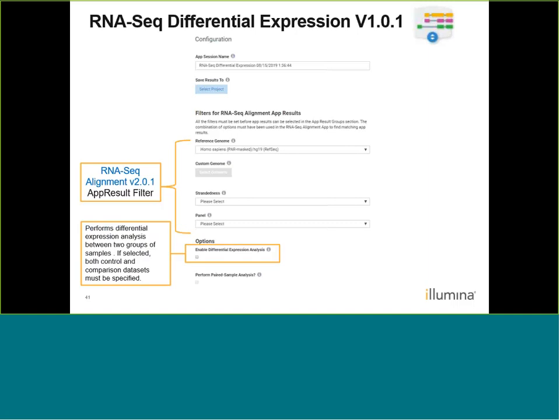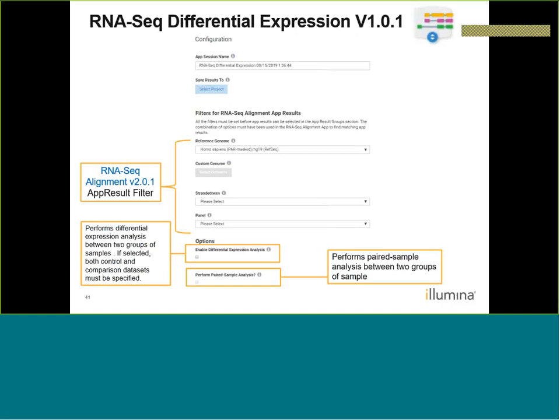Next, you have the option to enable differential expression. When you click this, the app will perform differential expression analysis between two groups of samples. If selected, both your control and comparison data sets must be specified. One note here, if you don't select it, the differential expression app will just perform global analysis. Next, if you do enable differential expression analysis, you also have the option of enabling paired sample analysis. What this means is that we're going to perform analysis between two groups of samples, and they have to be paired.